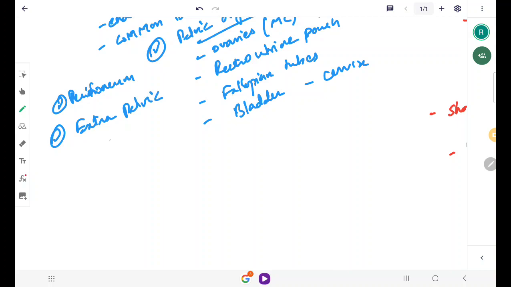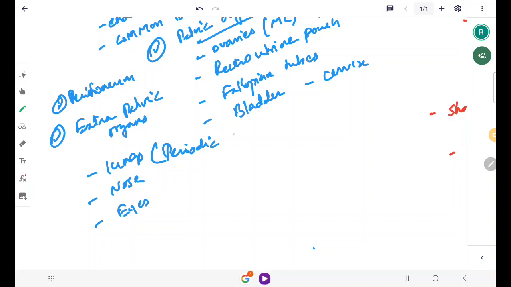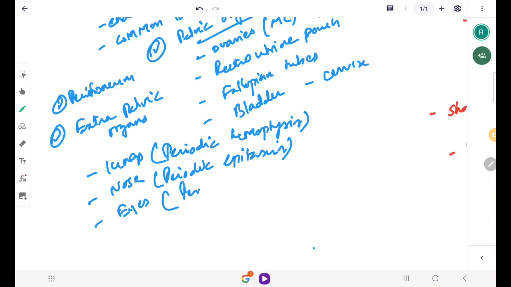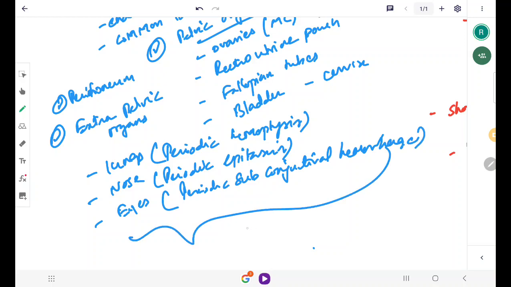Speaking about the extra pelvic organs, there are the lung, nose, and eyes. When the endometrial tissue grows in the lungs, this causes periodic hemoptysis, in the nose it causes periodic epistaxis, and in the eyes it causes periodic subconjunctival hemorrhage. This is called vicarious menstruation.